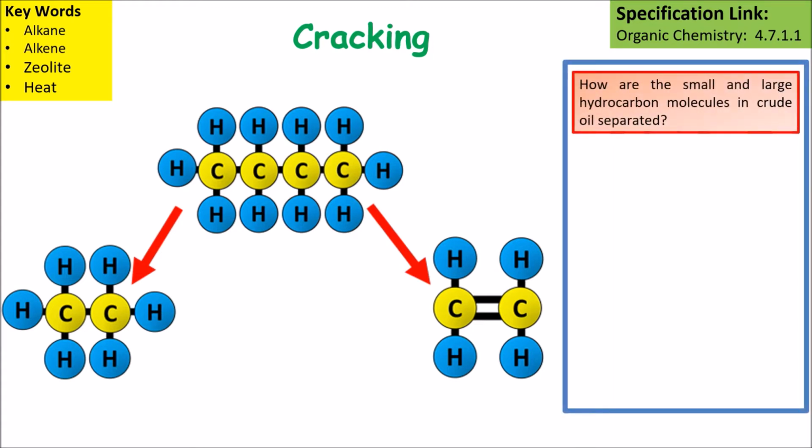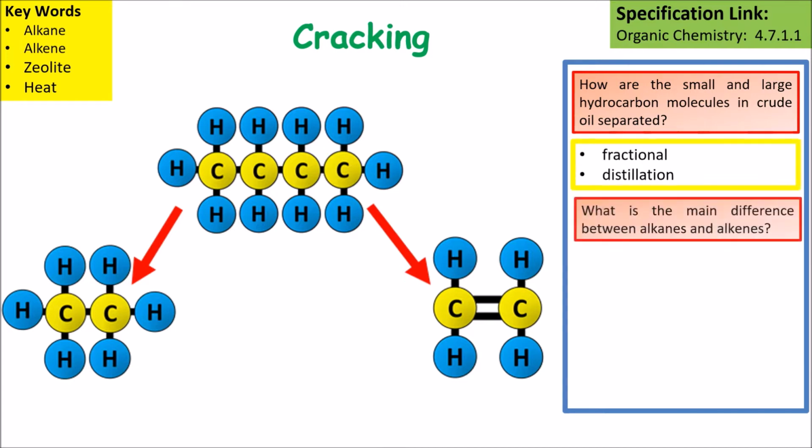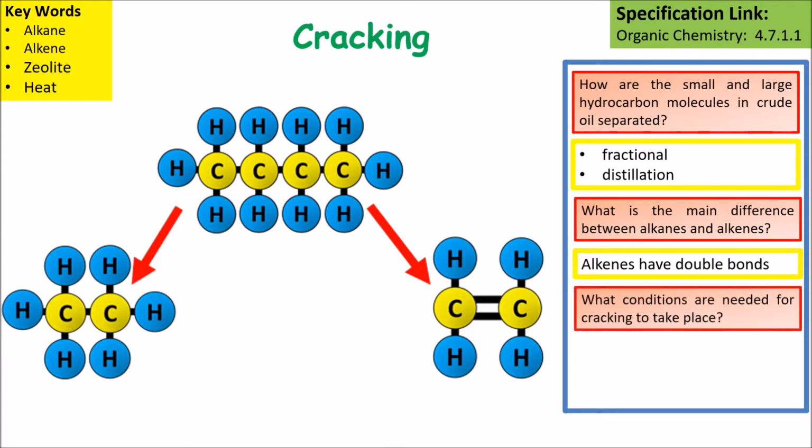So we're looking at how the small and large hydrocarbon molecules in crude oil are separated. It will be from fractional distillation. If we're looking at the main differences between alkanes and alkenes, alkenes have at least one double bond. And what conditions are needed for cracking to take place? It needs to be done at a high temperature and a catalyst needs to be used.